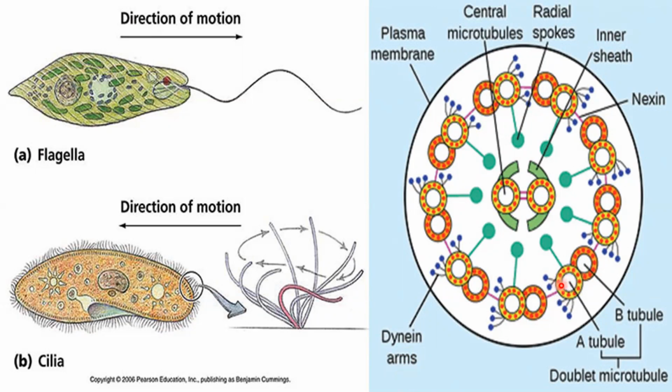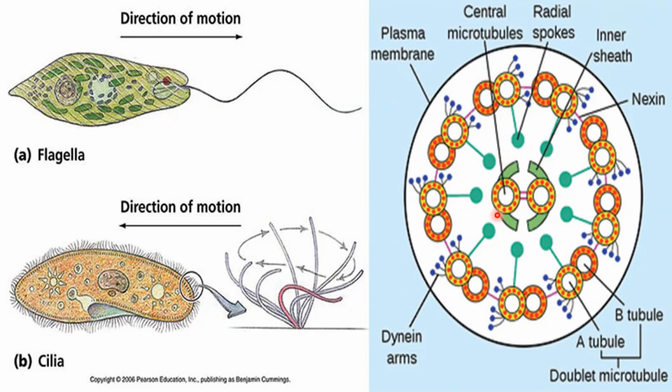The complete ring is called the A tubule. The incomplete ring is called the B tubule. So it is a doublet microtubule. This structure is very, very important. The diagram is very important. It is asked in many exams, as well as the theory part of this structure.